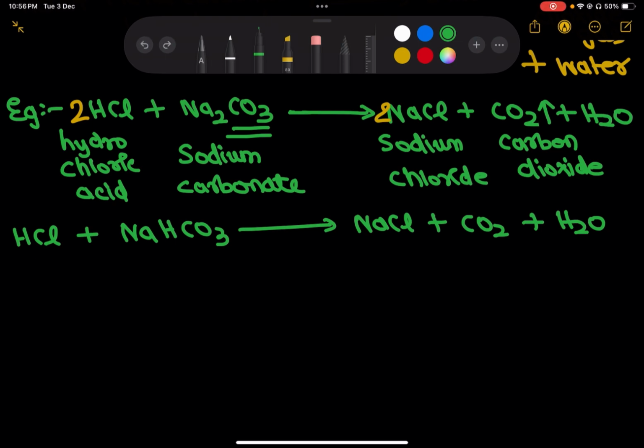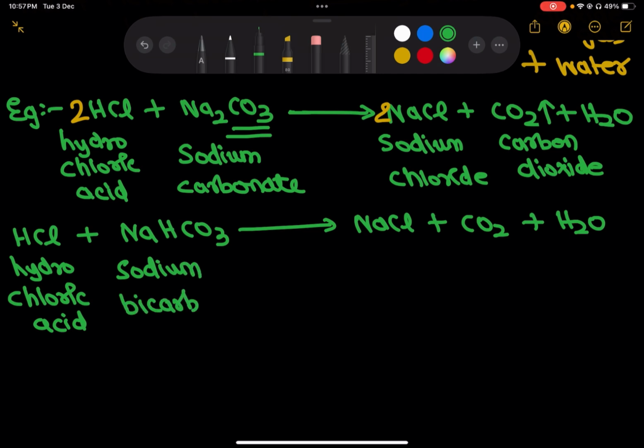So here I'll write the names: hydrochloric acid, NaHCO3 is sodium hydrogen carbonate or sodium bicarbonate, whichever. Sodium bicarbonate, NaCl is sodium chloride, and CO2 you already know, carbon dioxide, and H2O is water. So here, balancing, I think it's already done for us. So it's a self-balanced reaction.